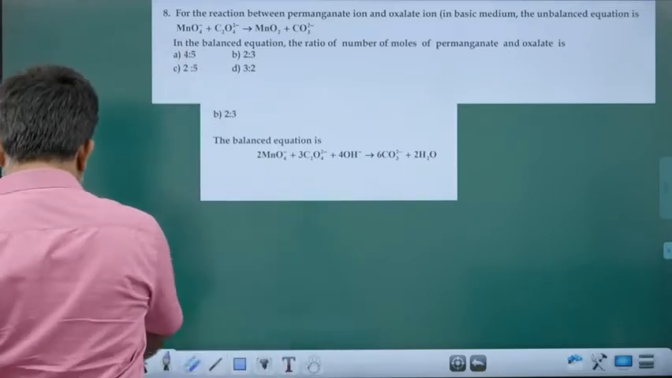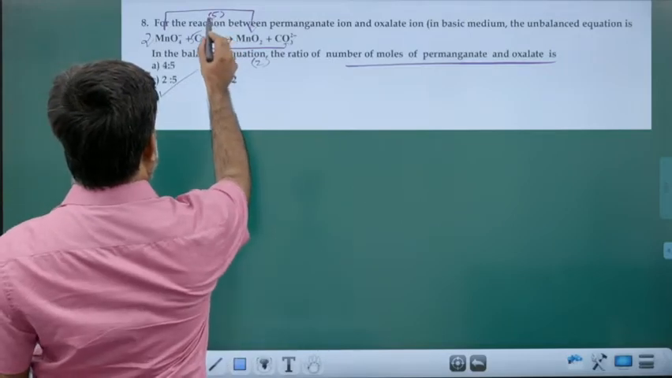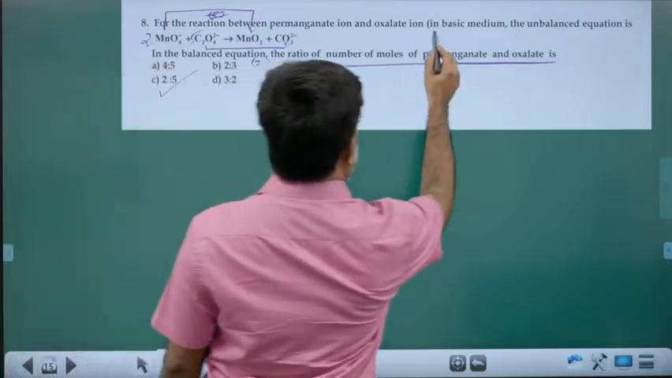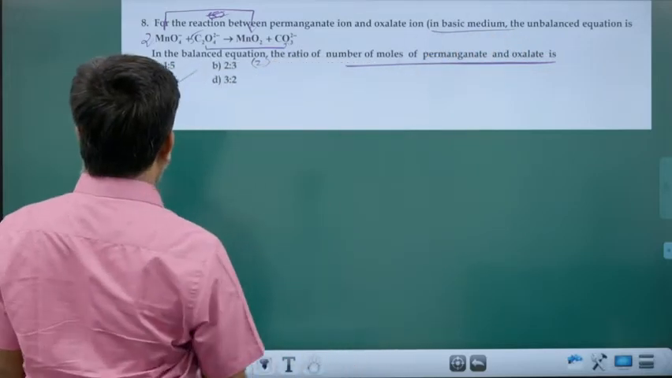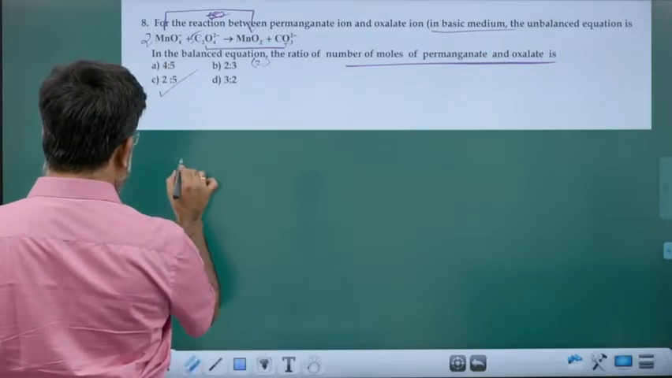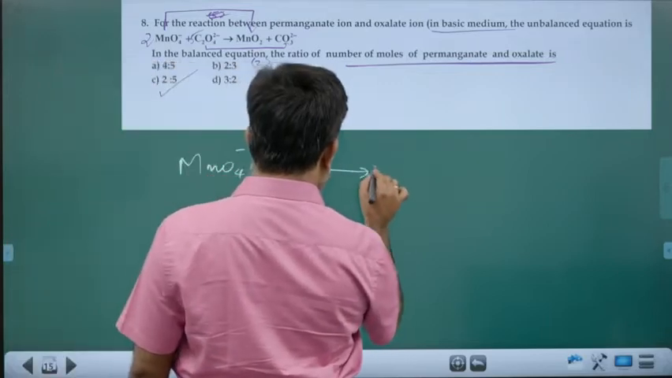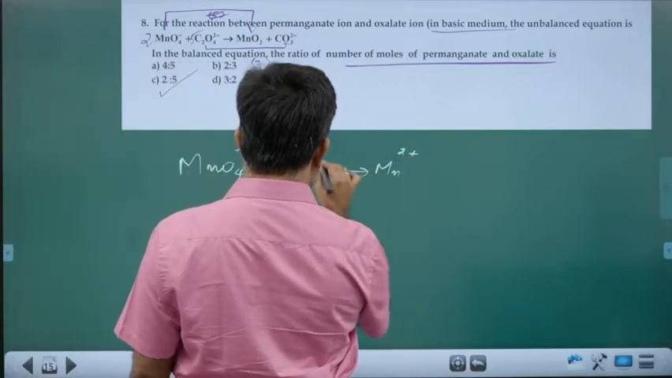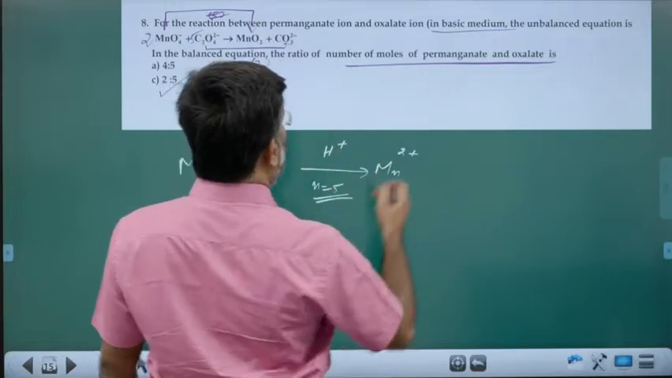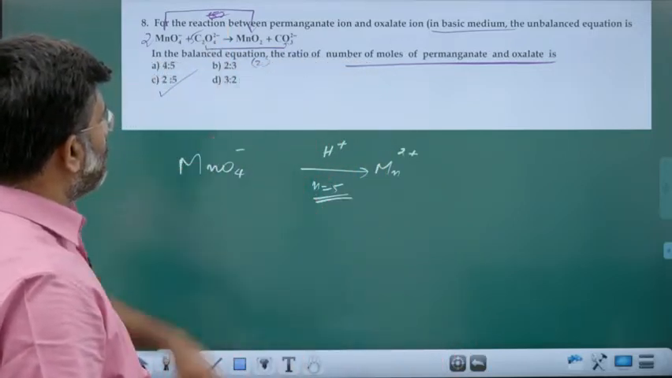Oh, there is one mistake happened, right? One mistake happened. It is not 5. I thought it is basic medium. Oh, okay, fine. In acidic medium, what I said is correct. This is in basic medium. You see, MnO4 minus getting converted to Mn2 plus in acid medium where the N factor is 5. I was not aware of that particular area, or I just missed that one.